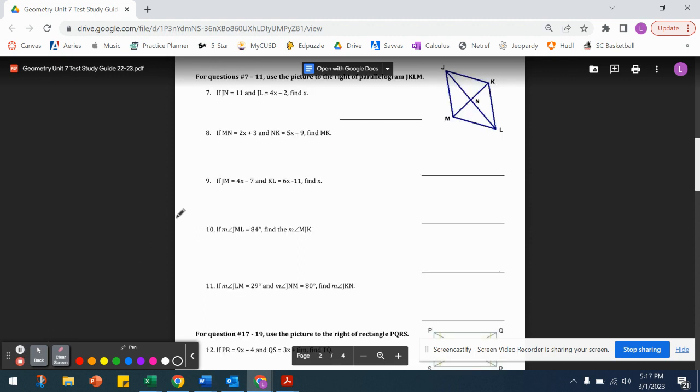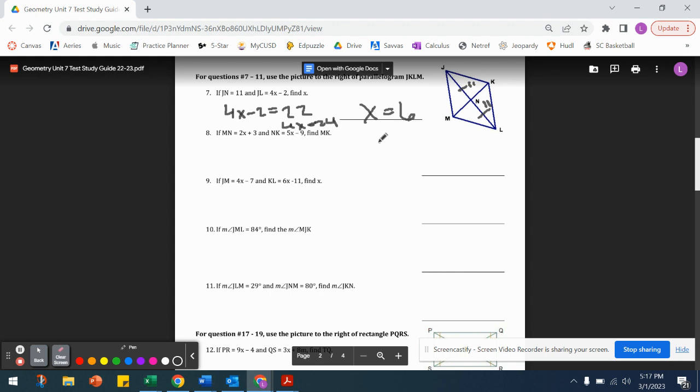All right, next one. It says that these are all parallelograms. So JN and JL. Remember, for a parallelogram, the diagonals bisect each other, so if this half is 11, then the other half is 11. And if the whole thing is 4x minus 2, then 11 and 11 combine to be 22. If you add that over, you're going to get 4x equals 24, which means that x is going to equal 6.